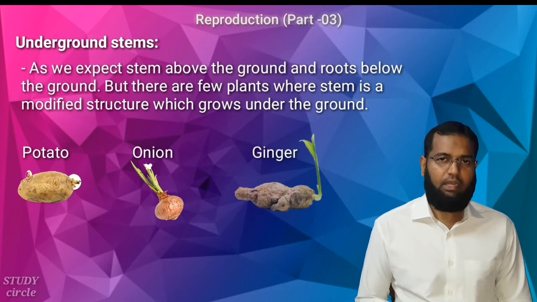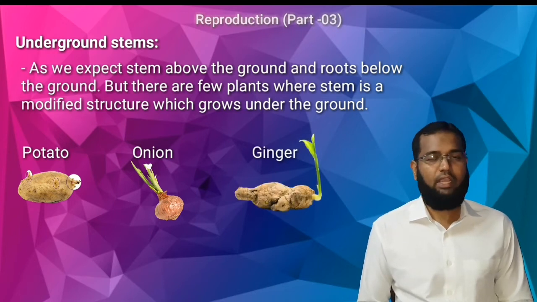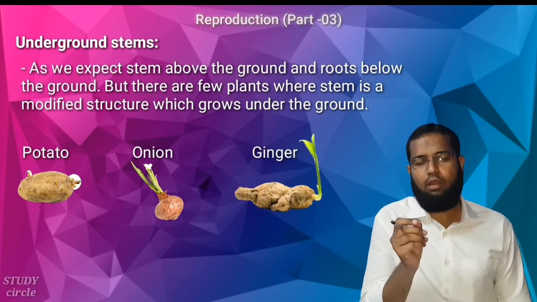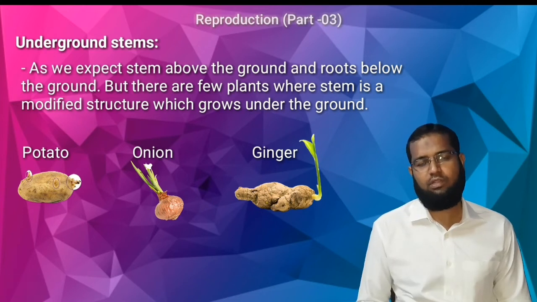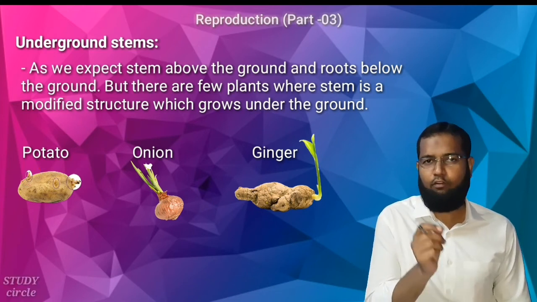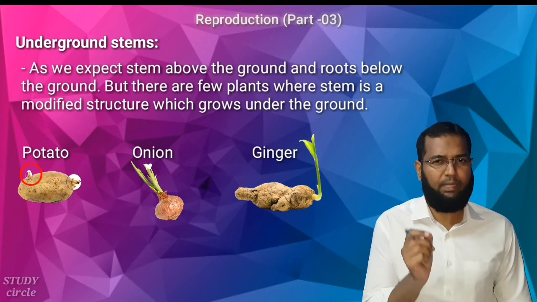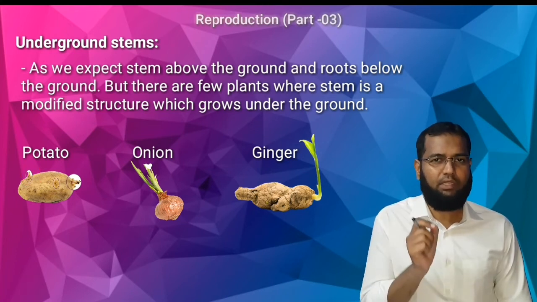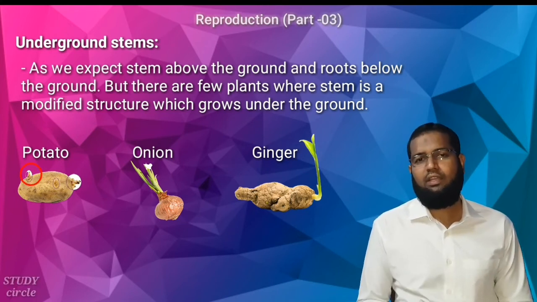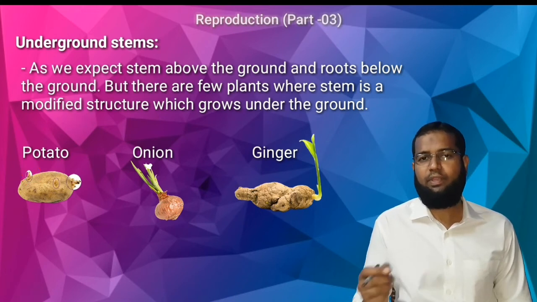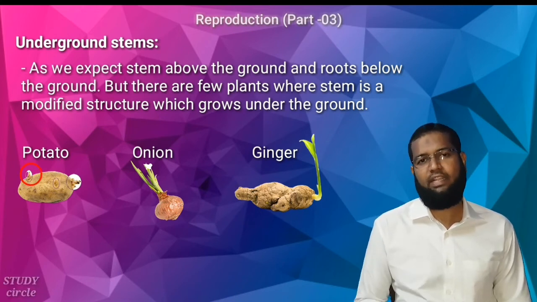Let us take the example of potato. In potato, you will see a small green colored structure. Actually, it is called the eye of the potato, and it is also called a bud. When you take this bud and place it into the soil, after a certain period of time it turns into a new plant.